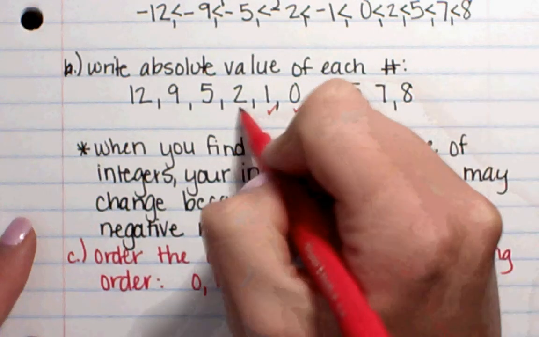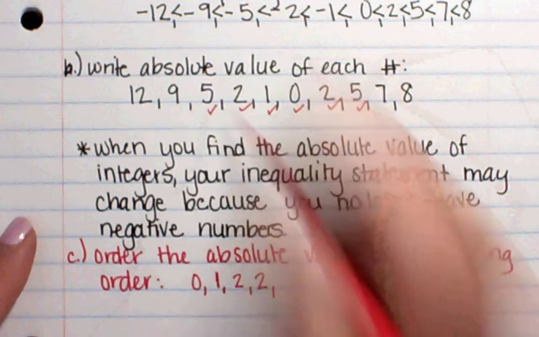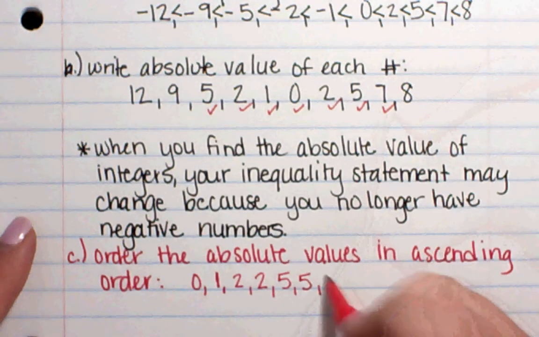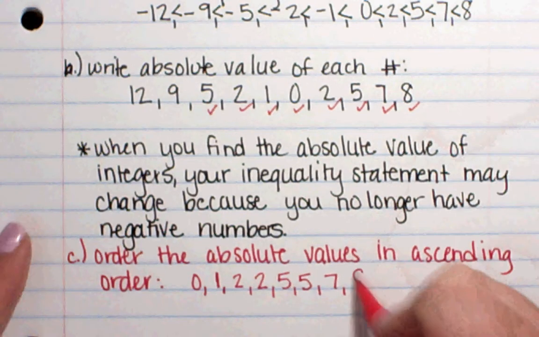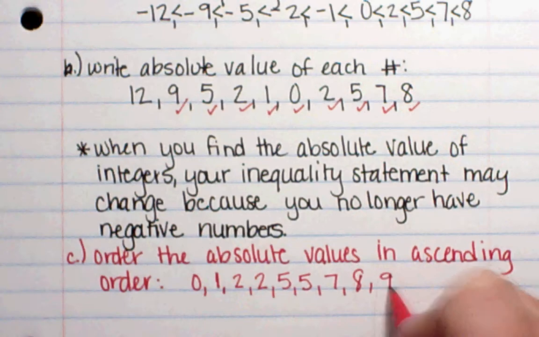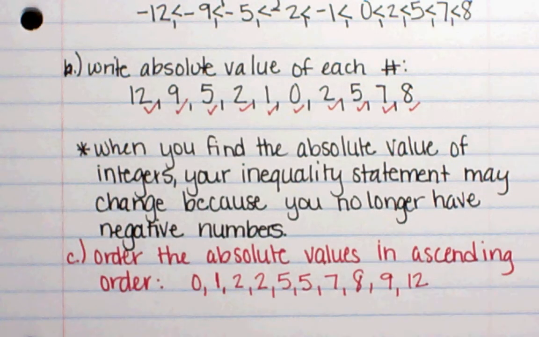2 and 2, so 2 times. 5 and 5. 7, 8, 9, and 12. So now that those are in ascending order, they're completely different because these are all positive numbers.